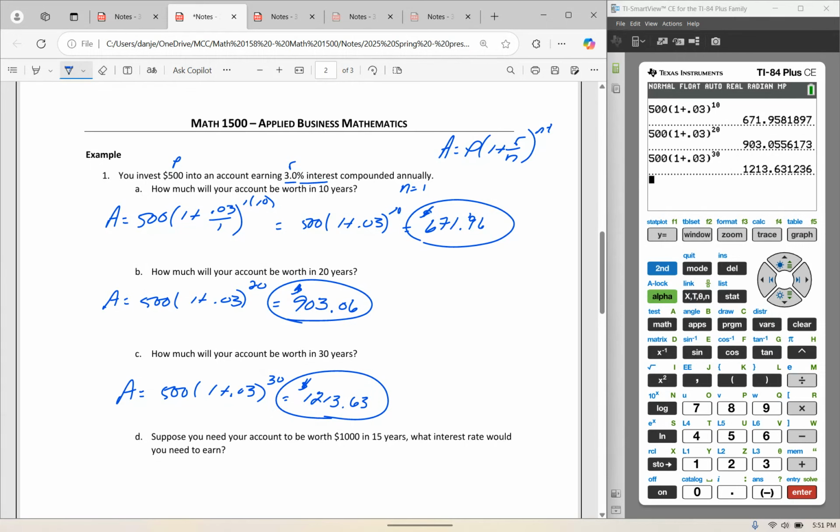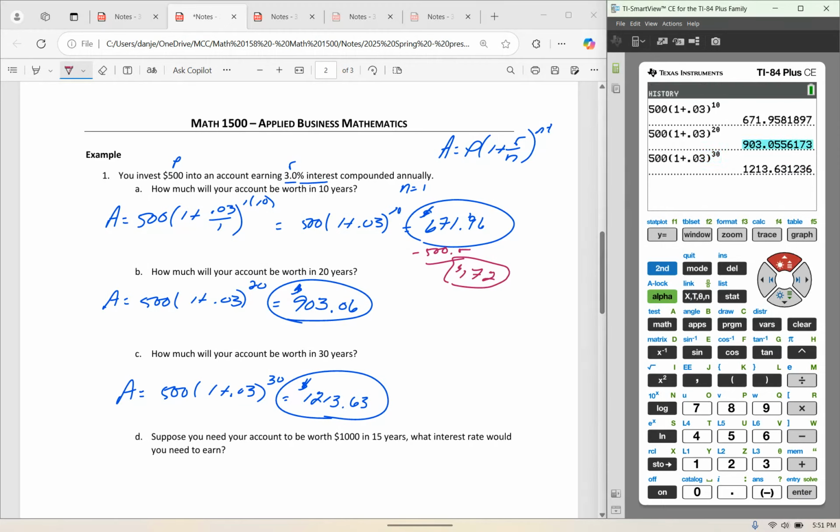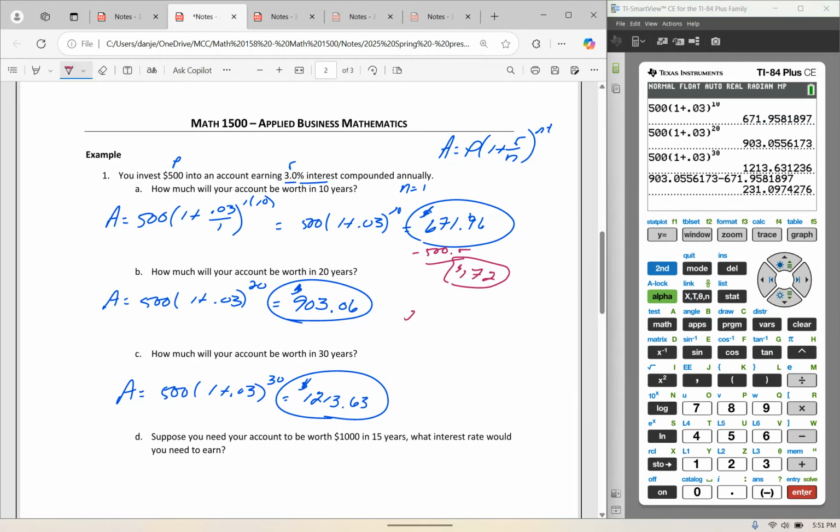$0.63. Now, forgive me for doing a little bit of estimating, but remember we had a $500 investment. If I subtract $500 from this, we have $172 approximately. In the first 10 years, we earned $172. If I find the difference between the amount after 20 years and the amount after 10 years, so I'm going to do that 903 minus the 671. That's a difference of $230-ish in the second 10 years.